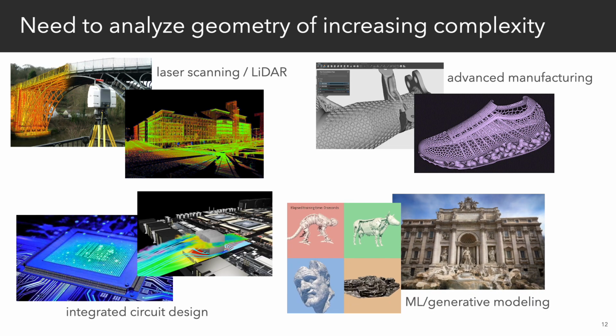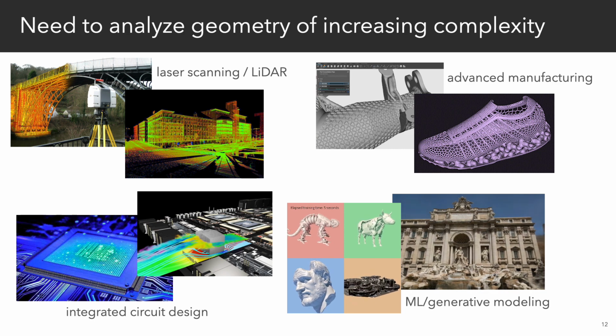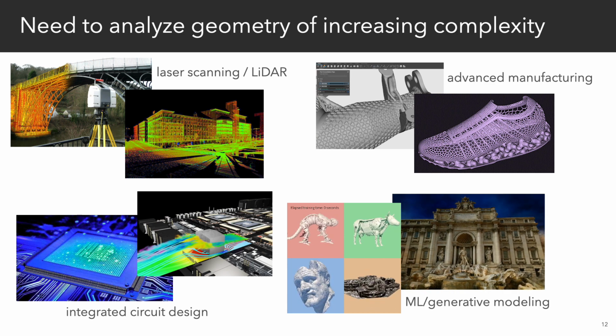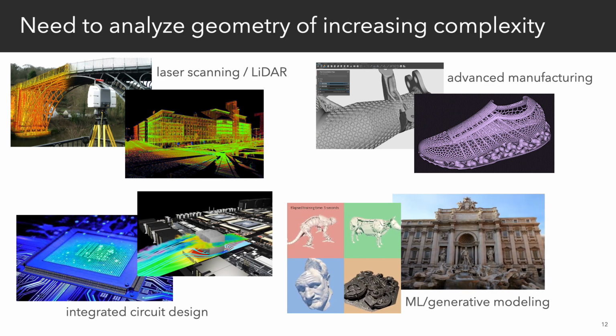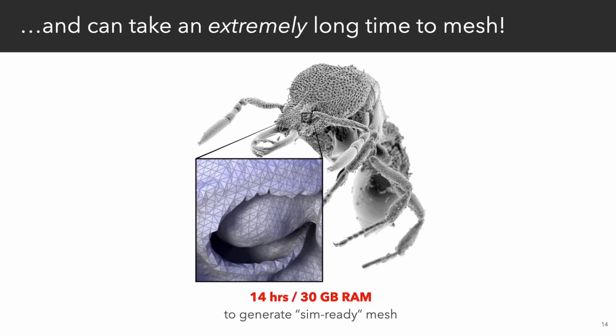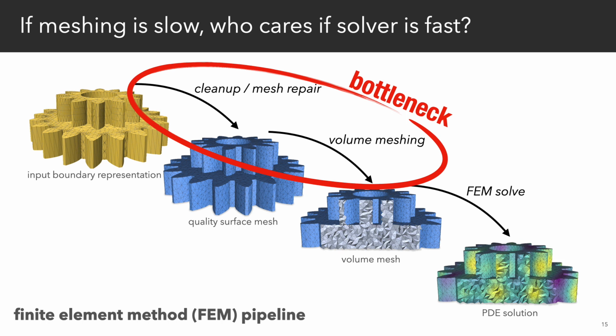And this is important because the geometry that we're dealing with today is only getting more complex as the years go on. We have extremely detailed data coming from laser scanning, shape optimization, computer vision, and text to 3D. But even after decades of working with methods for solving PDEs, we still struggle to handle the level of geometric complexity we find in nature. In fact, even state-of-the-art meshing tools can literally take hours to volumetrically mesh a single model. So if you're spending all of your time converting your domain into a mesh that's sim-ready, then it really doesn't matter how fast or accurate your finite element solver is.